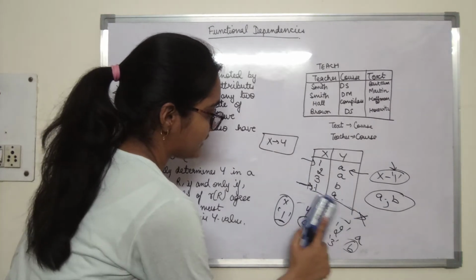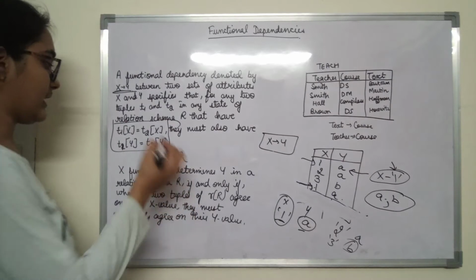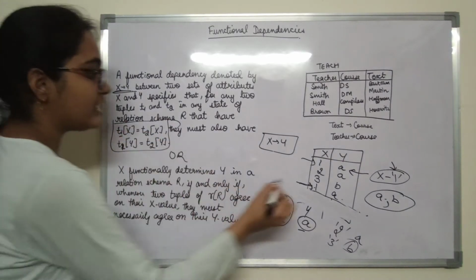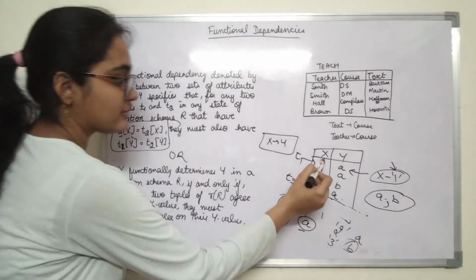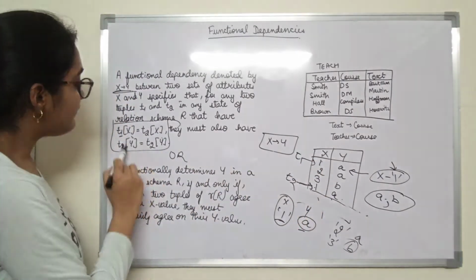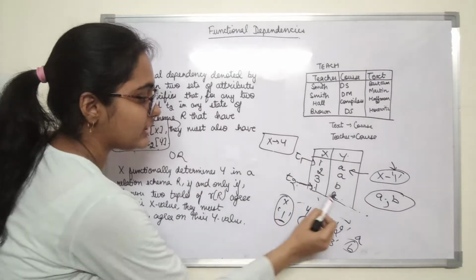Or let us say x determines y holds here. When we say that x determines y holds here, we say whenever there are two tuples t1 and t2, whenever their x values match, their y values also need to match. T1 of y is equal to T2 of y.